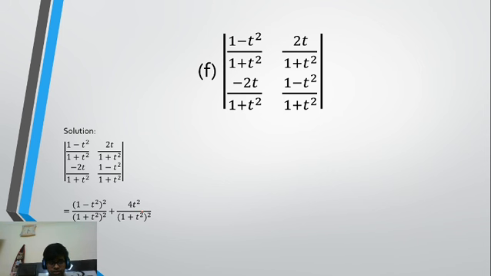Now 4t square upon 1 plus t square to the whole square. Now this is 1 minus t square to the square. If we add plus 4t square to it, this will become 1 plus t square to the whole square. How? We will open it as 1 plus t square, 1 minus 2t square plus t to the power 4, plus 4t square. Now that minus 2t square plus 4t square is actually 2t square with the positive sign. So we will be left with 1 plus t square to the whole square in the numerator. So again the value will be 1.